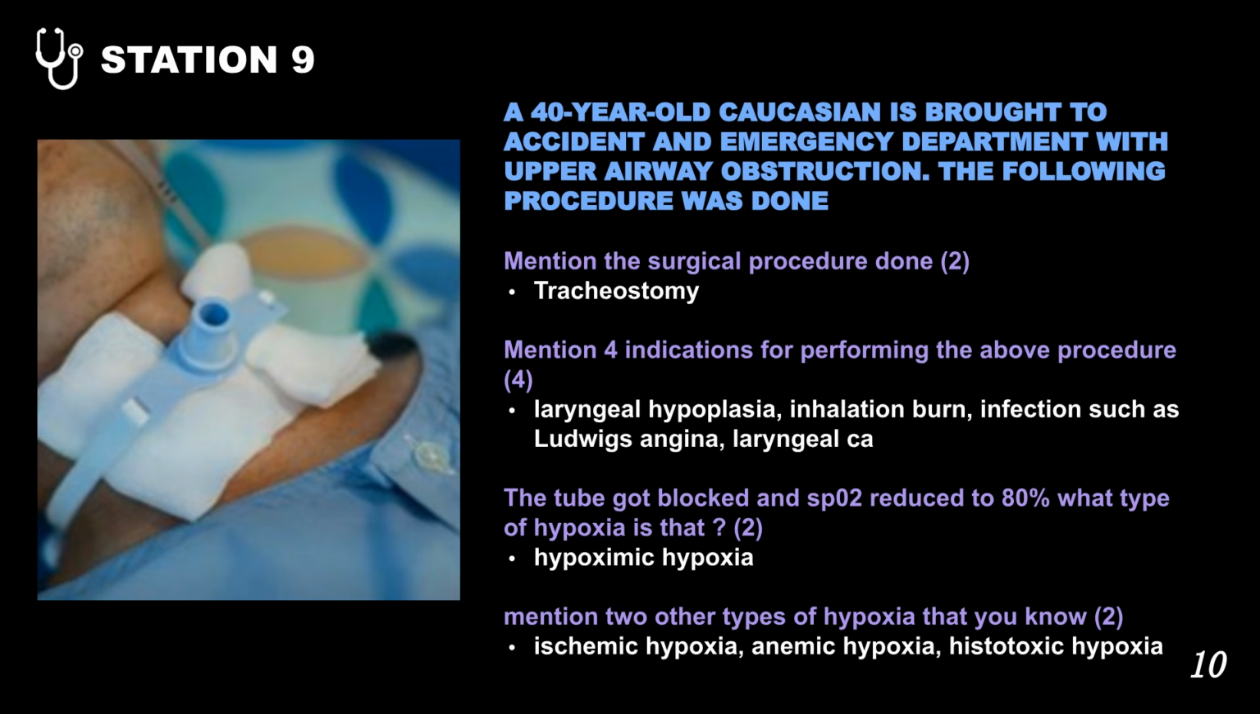tracheostomy. This procedure creates a direct airway through the neck and is indicated in situations such as laryngeal abnormalities, inhalation burns, severe infections, and laryngeal cancer. If the tube becomes blocked and oxygen saturation drops to 80%, the resulting condition is hypoxemic hypoxia. Other forms you should know include ischemic hypoxia, anemic hypoxia, and histotoxic hypoxia. Classification questions are often easy scoring opportunities.